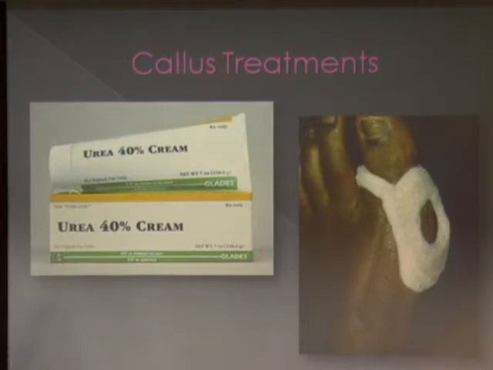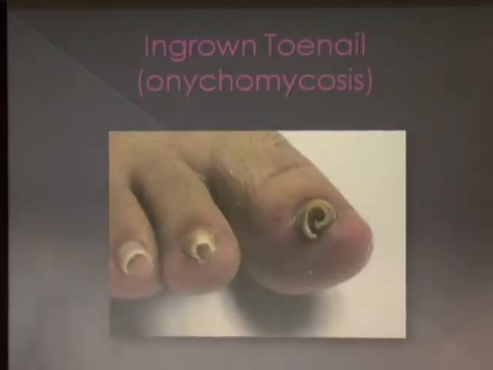The typical non-surgical treatment of calluses includes urea cream. Urea cream is available in many forms. We prescribe it as a cream that you apply to the area once or twice a day, and that typically takes the skin down to an area that we can then treat at home.